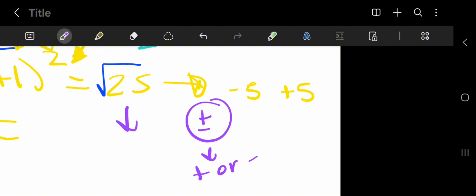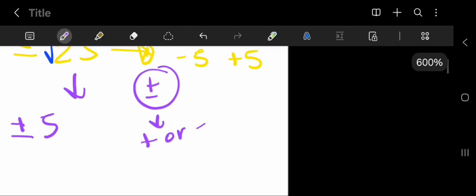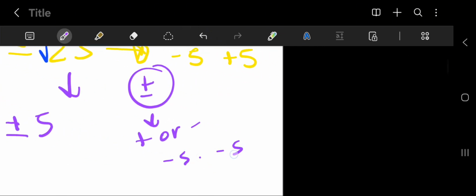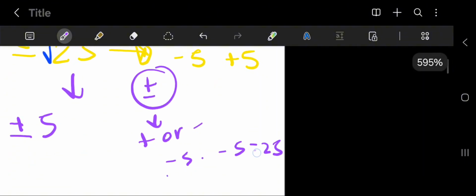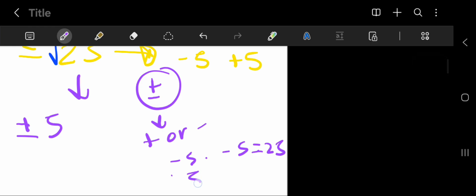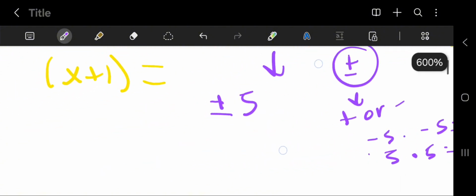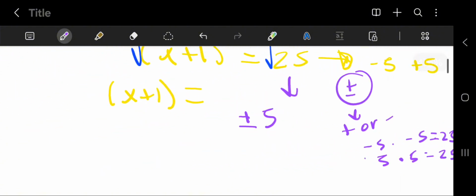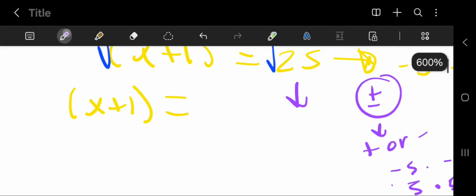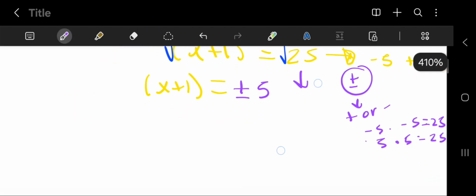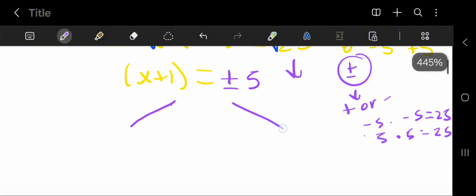So the square root of 25 is actually negative 5 or positive 5, right? Because negative 5 times negative 5 gets you 25, because negative times a negative is a positive. Let me make that clear. Right? Or 5 times 5 is 25, because positive times a positive is a positive. So what that means is that x plus 1 is equal to plus or minus 5, right? Positive or negative 5.